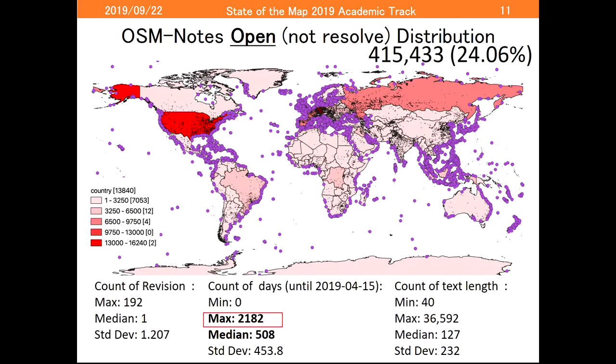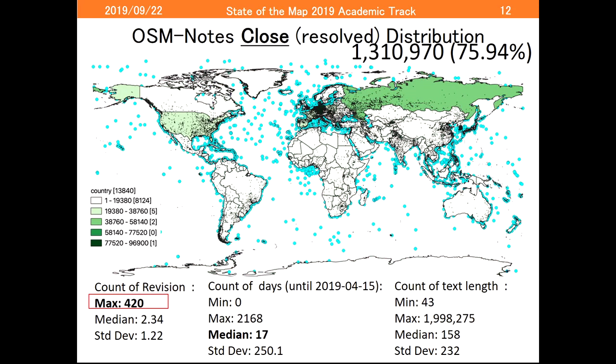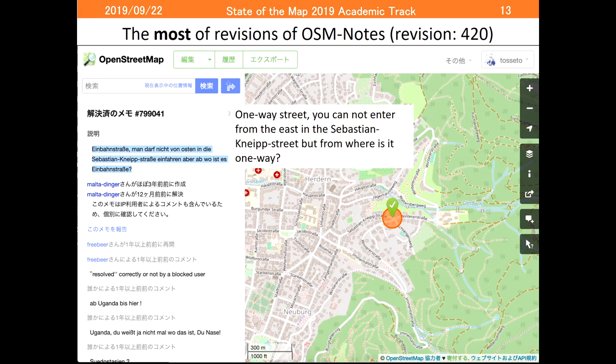Now we show the global trend of the open and closed data. This is the open OSM notes distribution. The global trend shows that the count of days is very long, spent discussing via OSM notes, and also the function to close and resolve the notes. The count of revisions is the count of interactions, and the maximum is over 420. So the most revised OpenStreetMap note has 420 revisions.